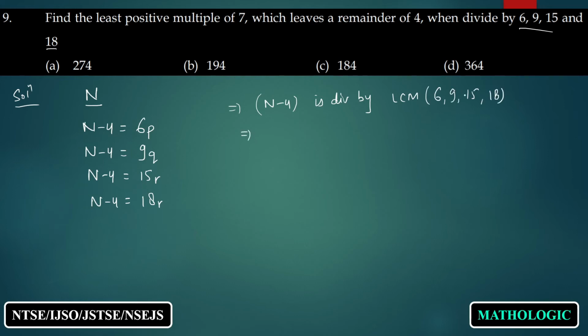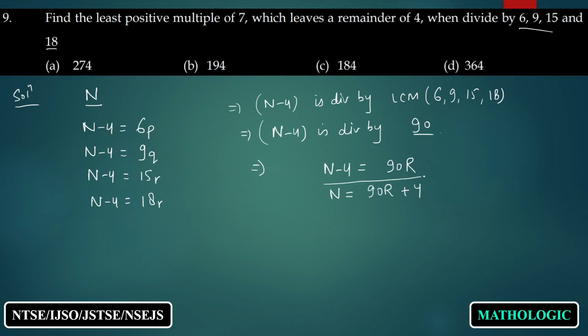Now the LCM of 6, 9, 15 and 18 is equal to 90. So n minus 4 is divisible by 90. Since n minus 4 is divisible by 90, it means there must be some quotient. So we can write n minus 4 is equal to 90 times capital R. R is the quotient over here. Or you can say n is equal to 90R plus 4. This is the required number that was asked of us.